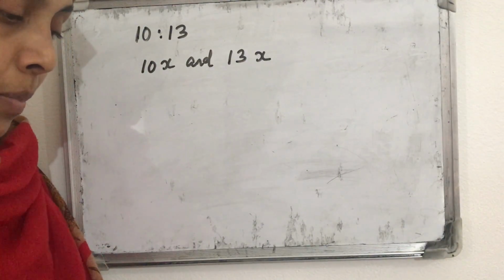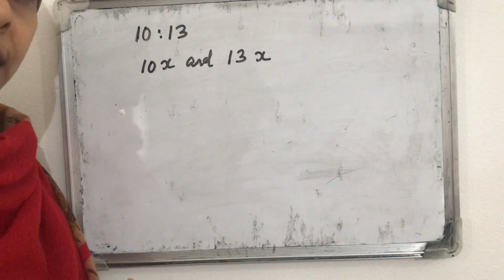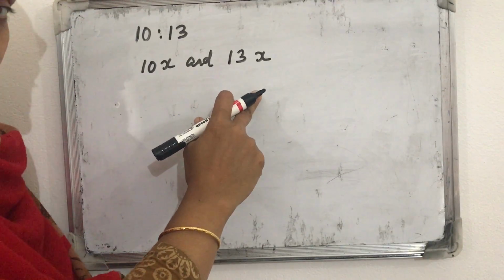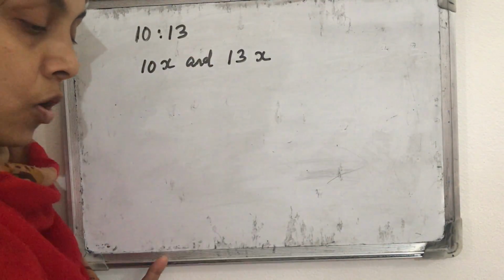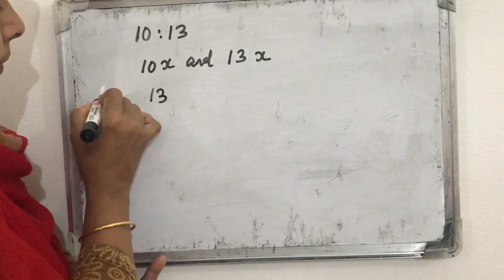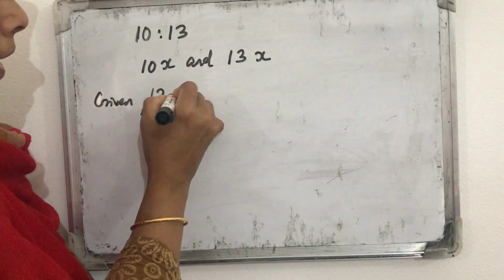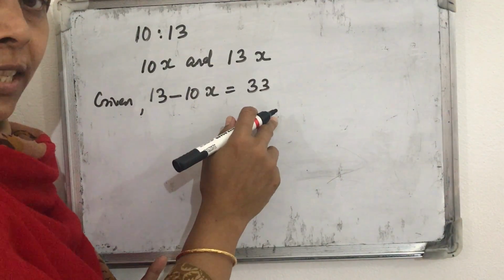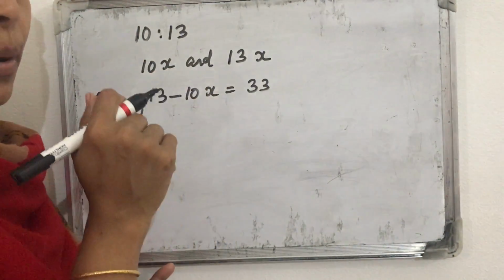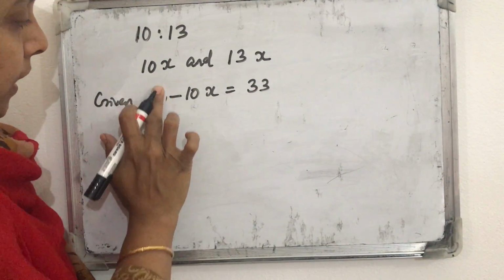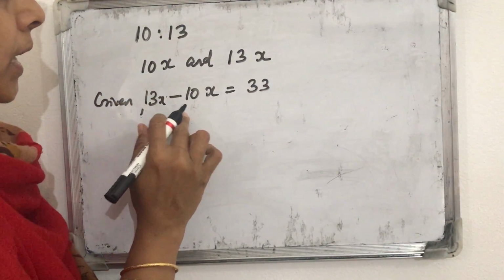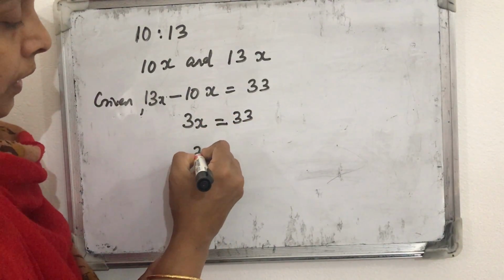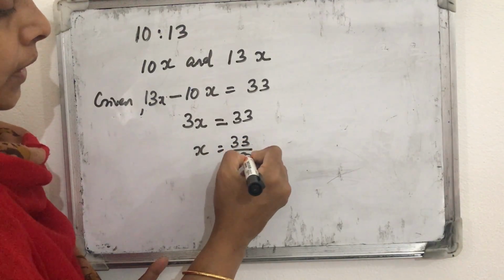The difference is given as 33. Which will be the greater number, 10x or 13x? 13x will be greater. So we can write what is given in the question: 13x minus 10x equals 33. The difference of the two numbers is 33, and we need to find the numbers. So 13x minus 10x is 3x. 3x equals 33. Therefore x will be equal to 33 by 3.